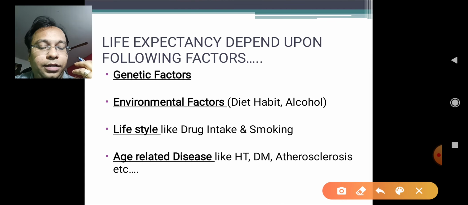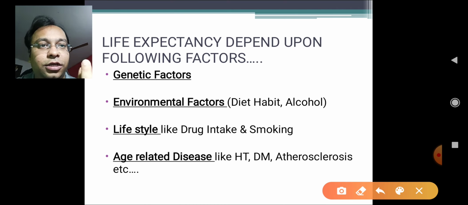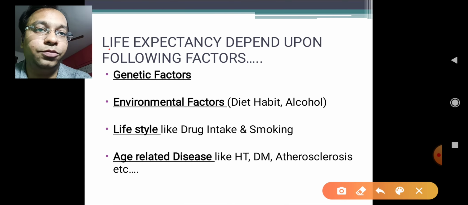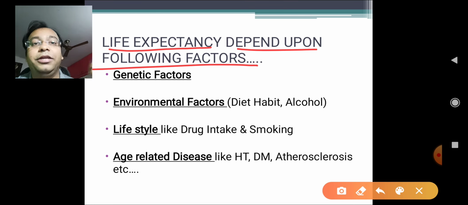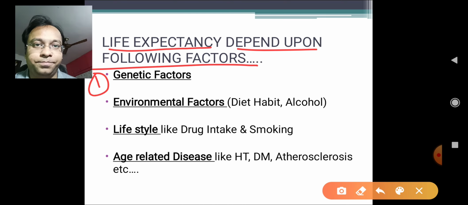So the lifespan of different individuals is different in every community. Some people live for 40 years, some for 60 years, some for 70 years. So why is there such discordance? Because your life expectancy depends upon many factors. Basically it depends upon four main factors. The first one is the genetic factor. The genetic structure in different individuals is different, so the life expectancy depends upon the genetic factor.